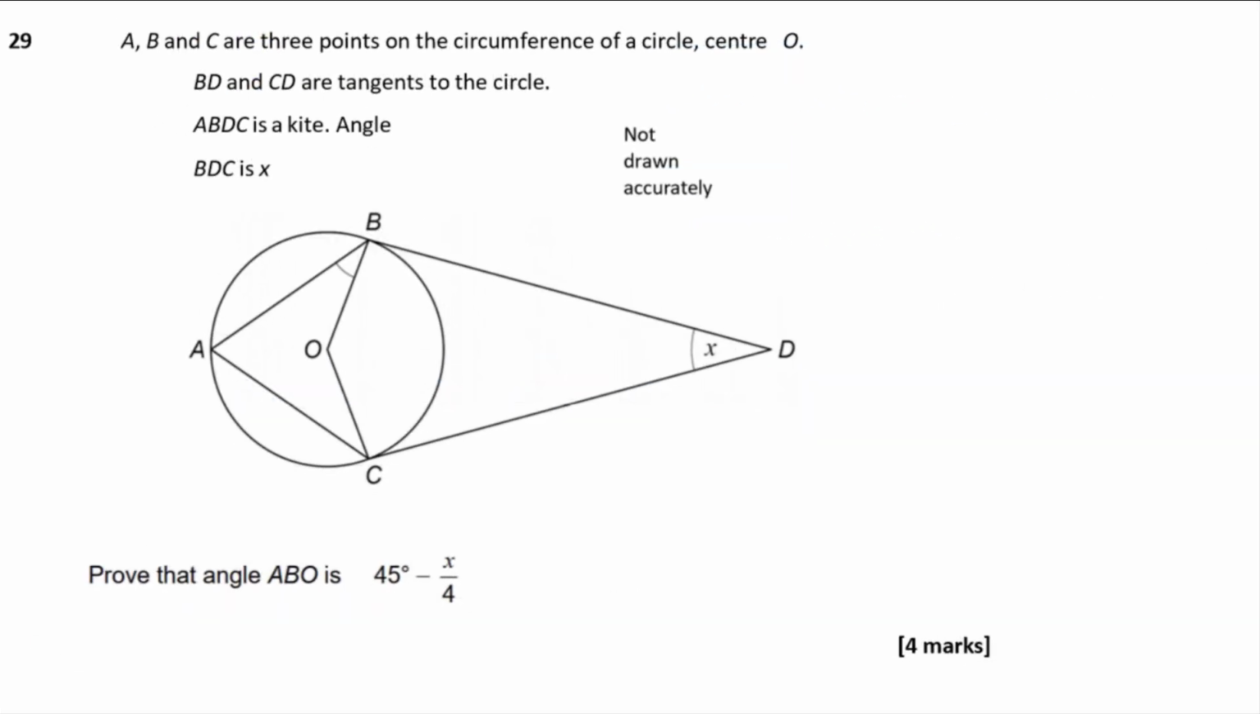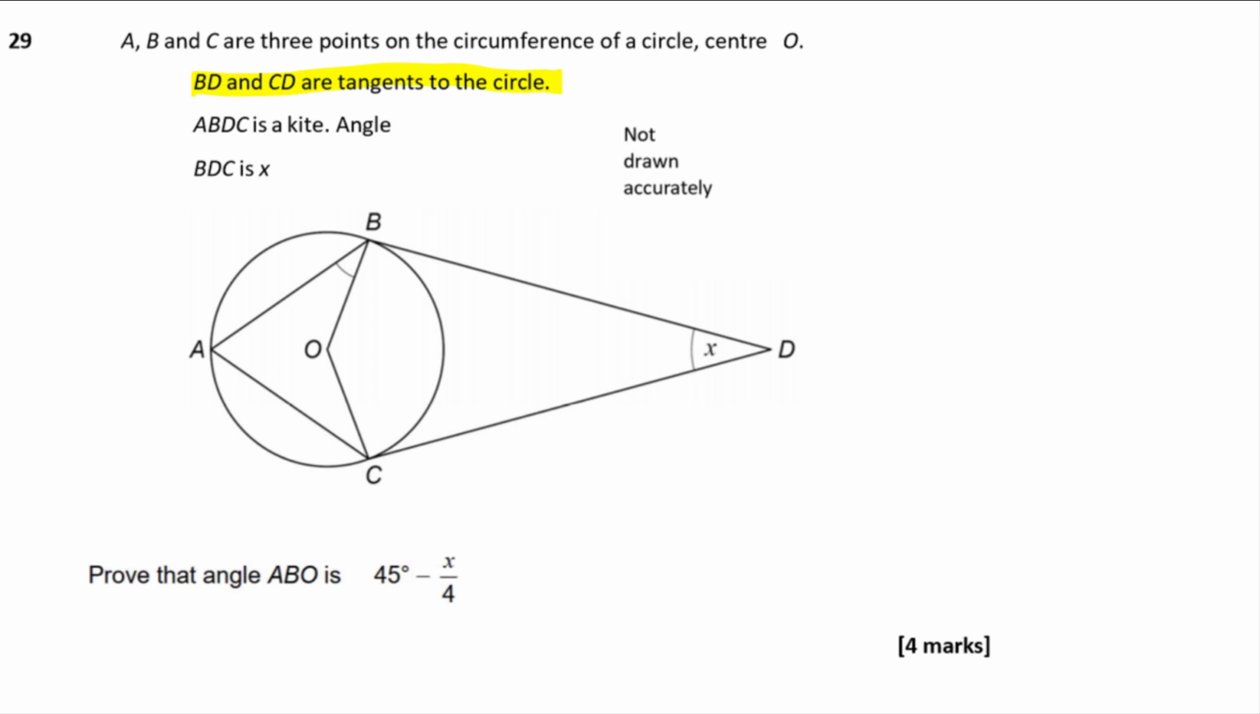Question 29. A, B and C are 3 points on the circumference of a circle centre O. BD and CD are tangents to the circle. ABDC is a kite. Angle BDC is equal to x. Prove that angle ABO is equal to 45 minus x over 4. Okay. Right, now there's a lot of blurb above the diagram. I'm quite particular. I like to go through all of this and just double check it's on the diagram, because not always so.